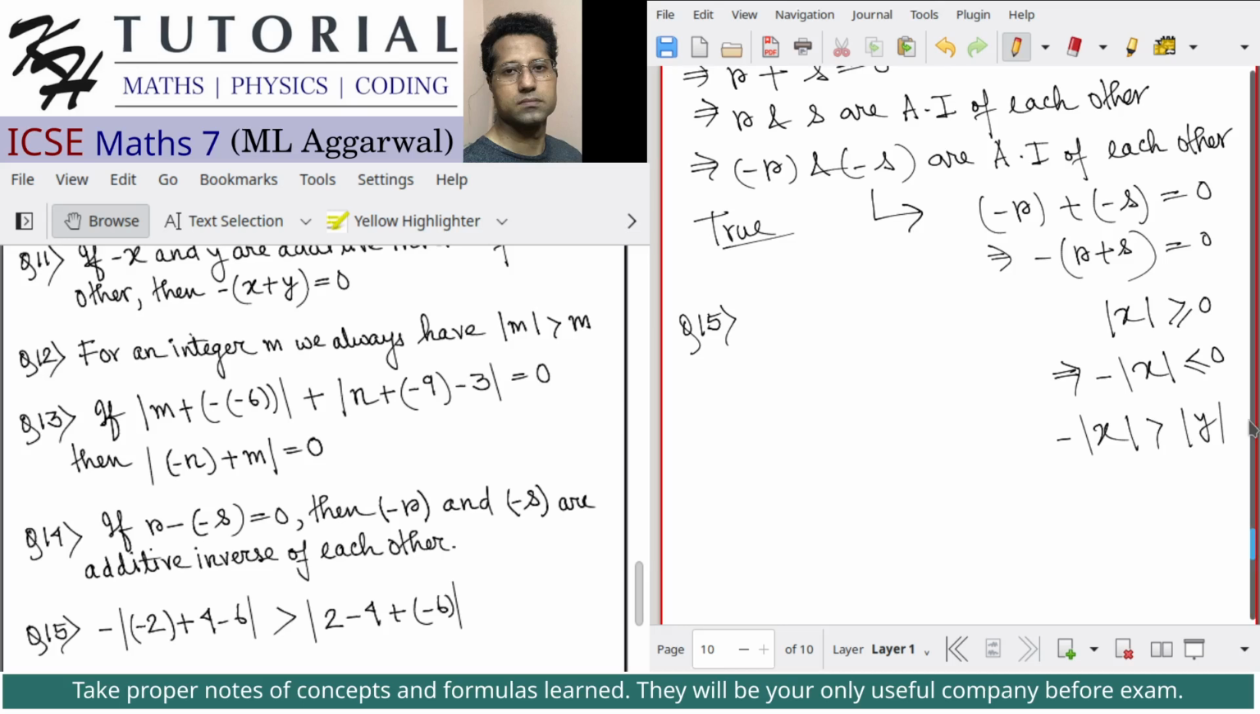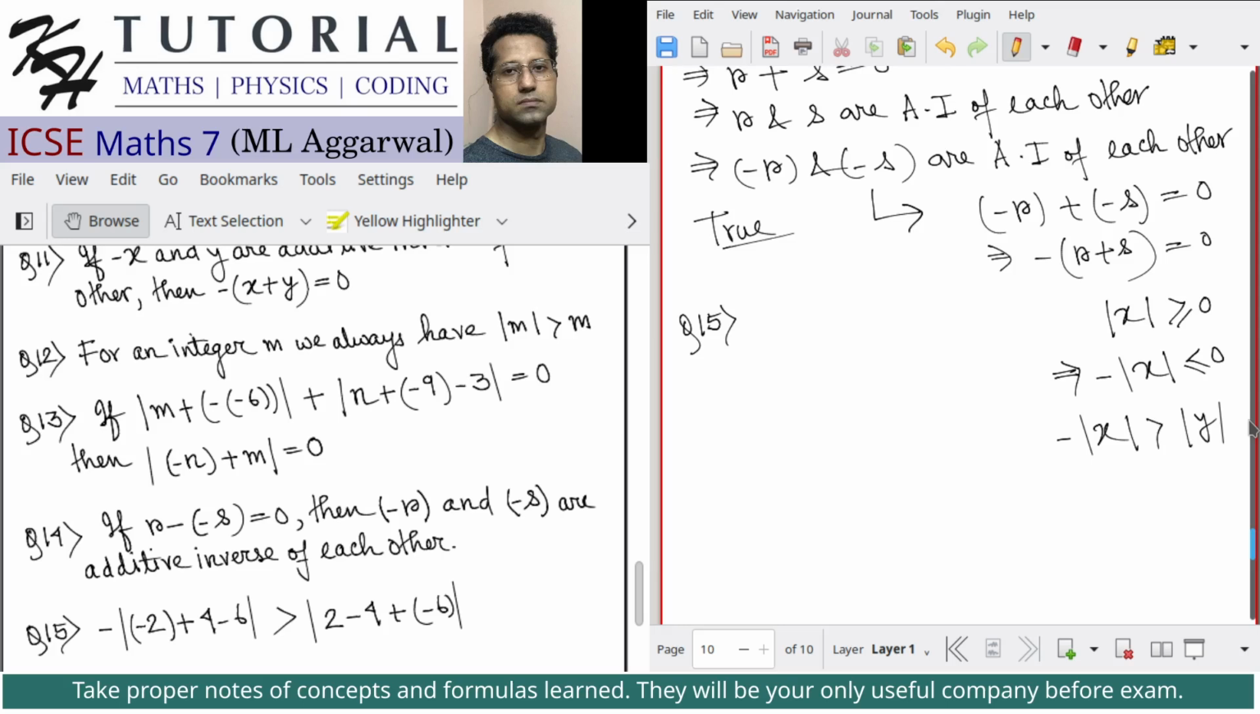Whatever integers x and y are, irrespective of whether they are negative or positive, or even 0, for any value of x and y, we can never have negative of absolute value of x is greater than absolute value of y, because absolute value of y will always be a non-negative integer, that is, it will be greater than or equal to 0, and negative of absolute value of x will always be a non-positive integer, that is less than or equal to 0.